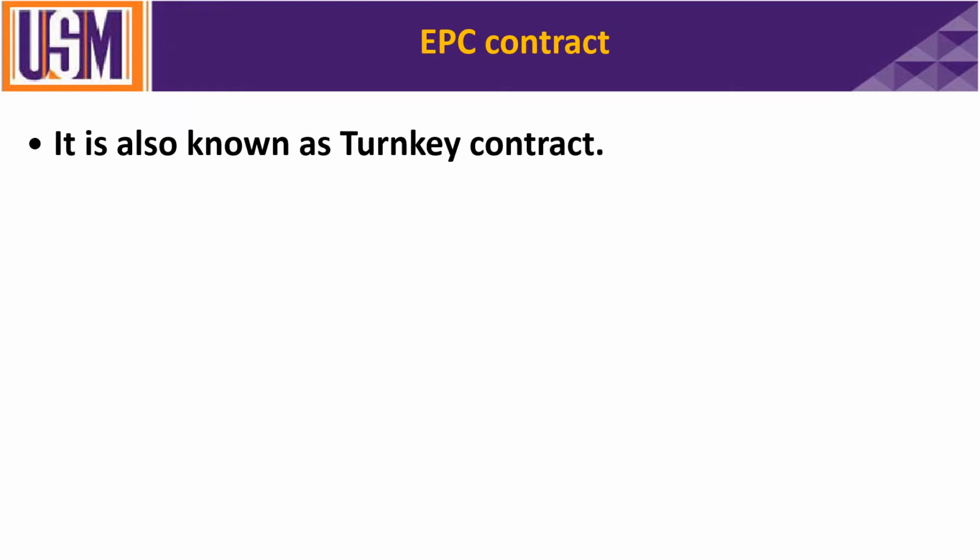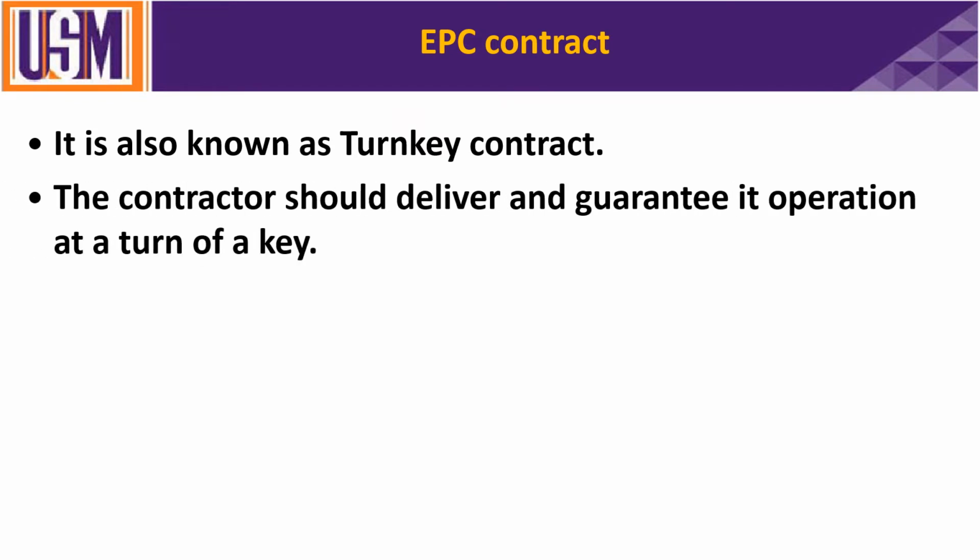So this is one type of contract. Many engineering companies take this type of EPC contract. They call it a black box. So they do everything, then they give you the black box. The black box is turnkey readiness. You just take it and operate it, or give it to another company to operate it. Then in between, there will be a company for inspection, of course. Then the contractor should deliver and guarantee the operation of the turnkey product by a turn of the key. So it should be a ready one.